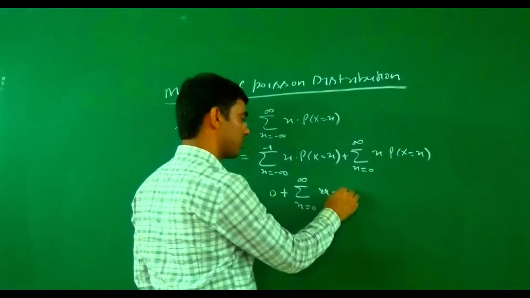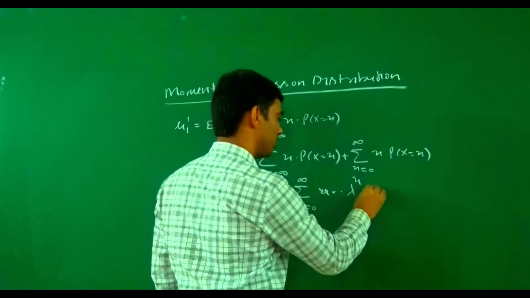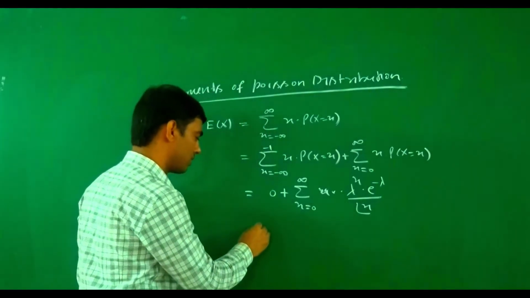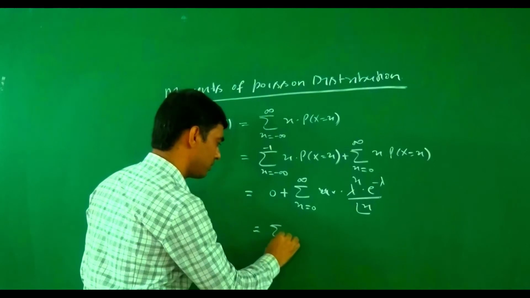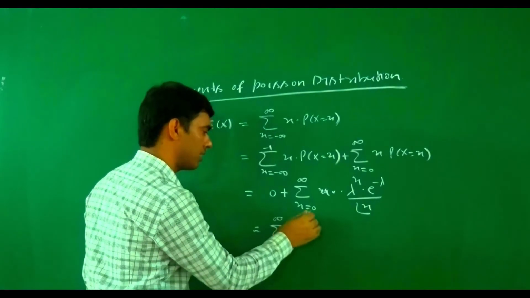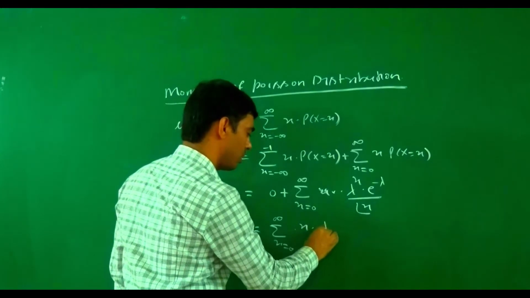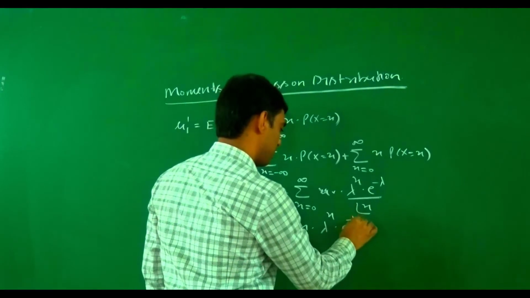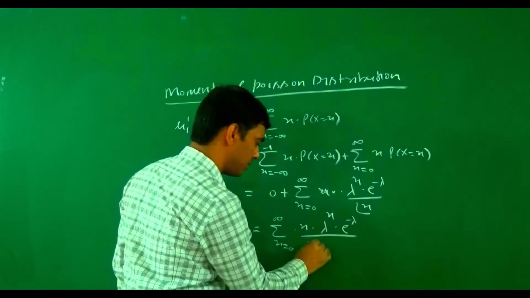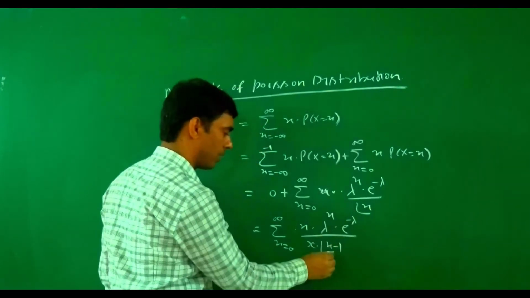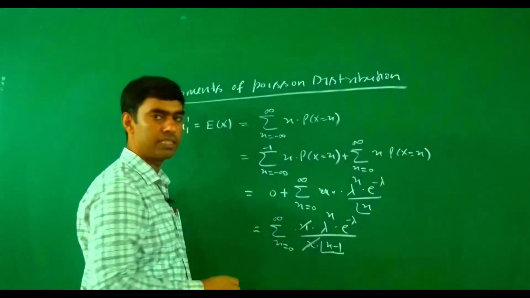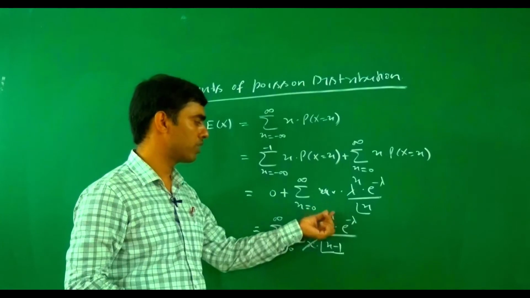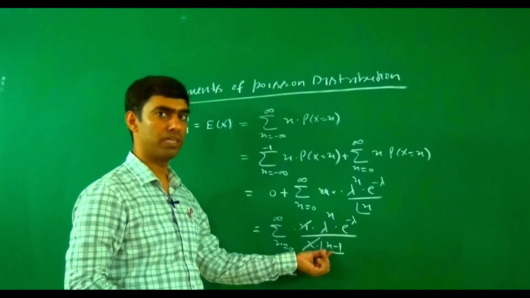What is the probability mass function? This one is lambda to power x into e to power minus lambda divided by factorial x. So after simplification, the value becomes summation x equals 0 to infinite x into lambda to power x into e to power minus lambda divided by factorial x, which can be written as x into factorial x minus 1. Then this x cancels out. So here we write in terms of lambda to power x minus 1 e to power minus lambda upon factorial x minus 1.